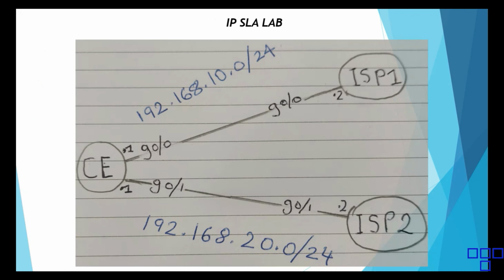Now, before I start the lab, this is the topology that we will be working with, where you have one customer edge router, which in real life could be a hospital or a university or any enterprise, that is connected over 2 separate links to 2 different ISPs, with the link towards ISP1 being the primary link and the link towards ISP2 being the secondary or backup link, were the primary link to fail.